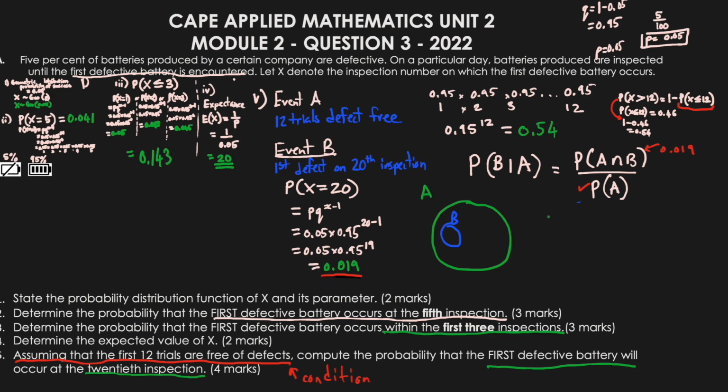So when we are answering this now, we would have to say 0.019 over the probability of event A, which is 0.54. So our value for that would be 0.019 divided by 0.54, which would give us 0.035. And that's our answer.